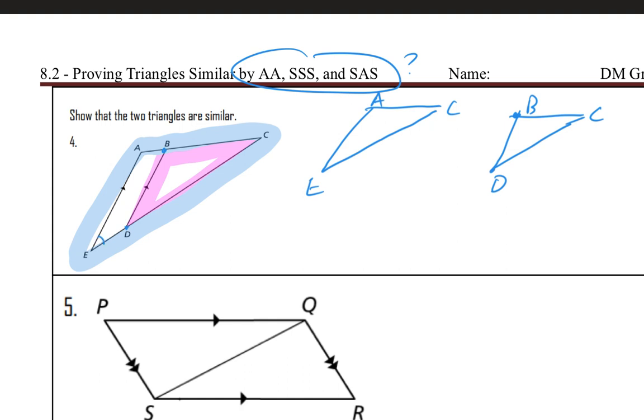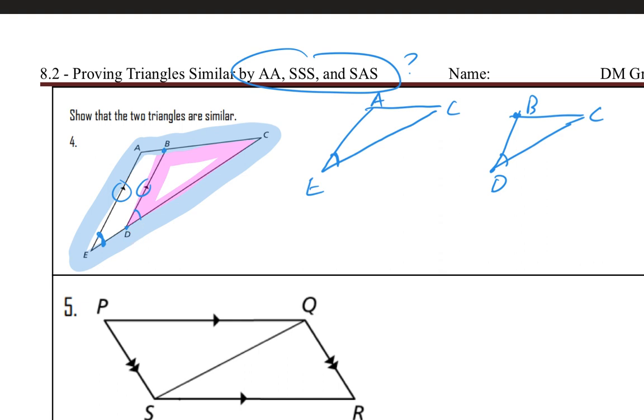Here's what we know. We know that this angle is the same on both. That has to be the same on both. How do we know that? Because these are parallel. If these two lines are parallel, what we talked about earlier in the year is that these have to be the same. So because of that information, we know that those angles are the same.